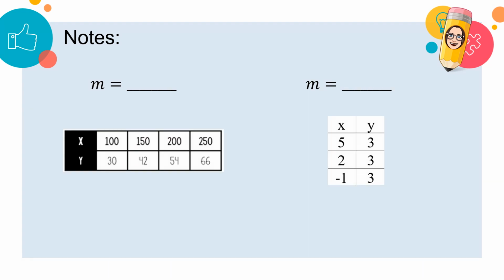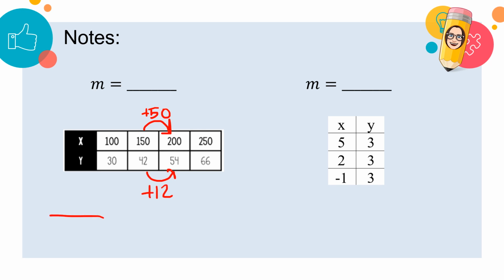Let's take a look at this table. I'm going to show a different jump. I'm going to jump from here to here, just because. If I jump from 150 to 200, that's +50. All I need to do is be consistent on the other side of the table. 42 to 54 is +12.